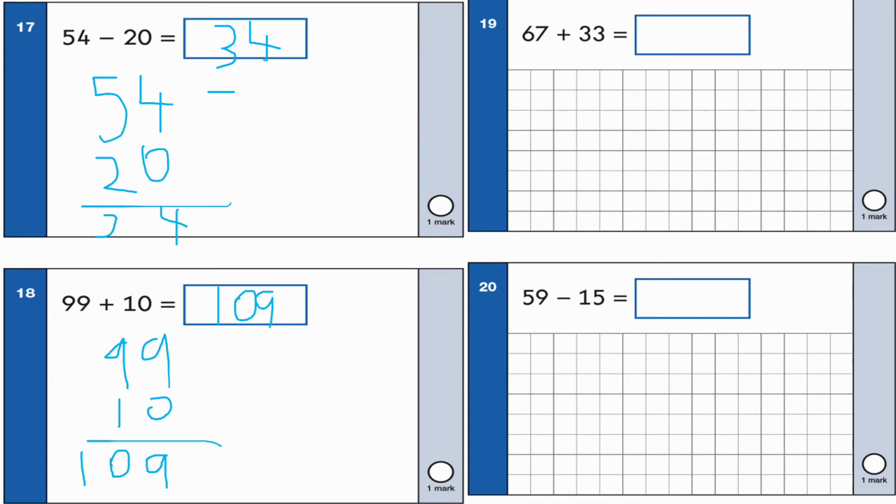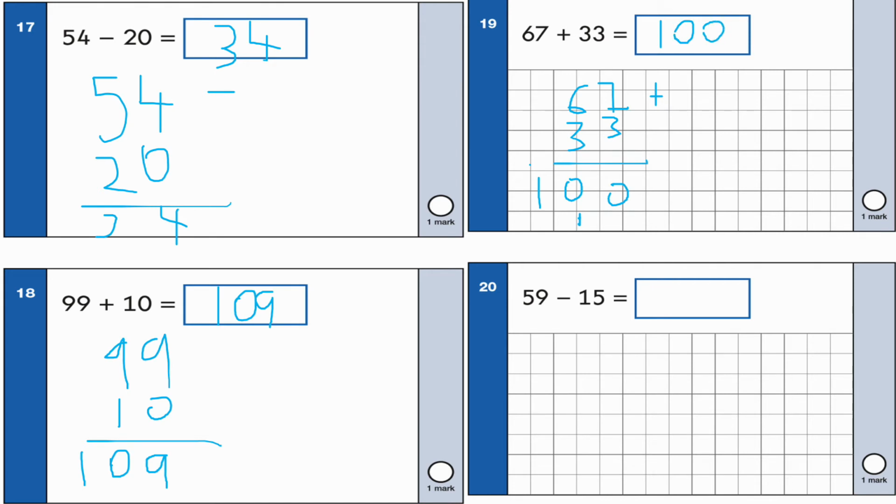This is question number 19. 67 add 33. Well, if I add these numbers together, okay, 7 add 3 is 10. So 0, carry the 1. 6 add 3 is 9, add the 1 is 10. So 0 and then a 1. So the answer is 100.